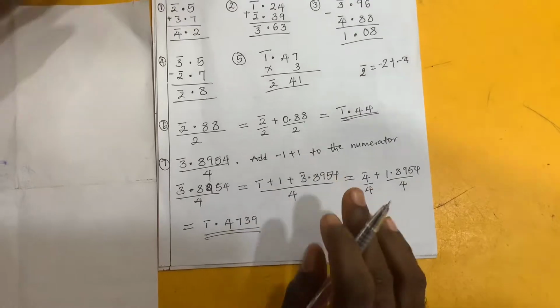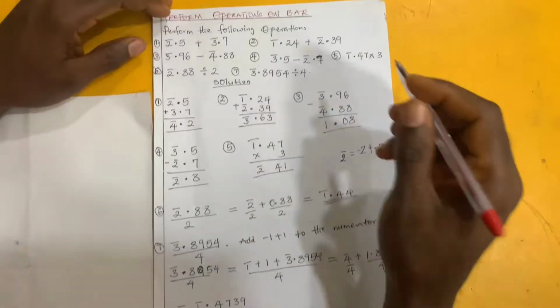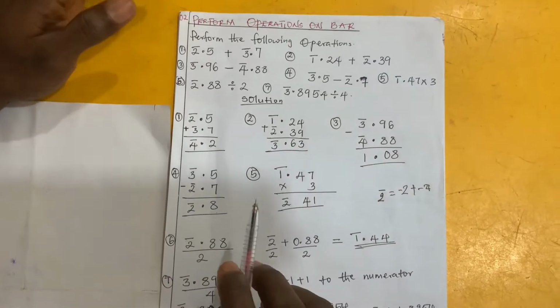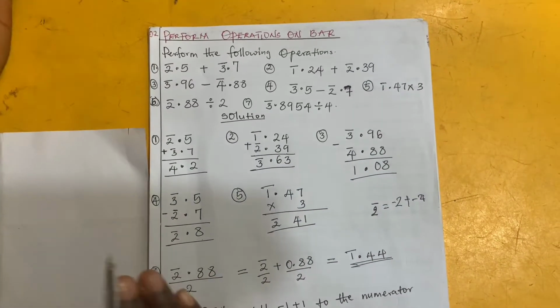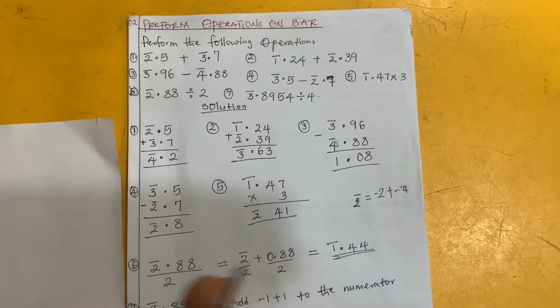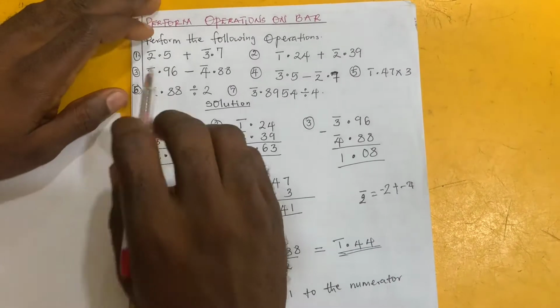Now in operations on bar, when you are given a question and you solve it and get a bar, and you have to add those products together, how do you go about it? So I wrote this question.